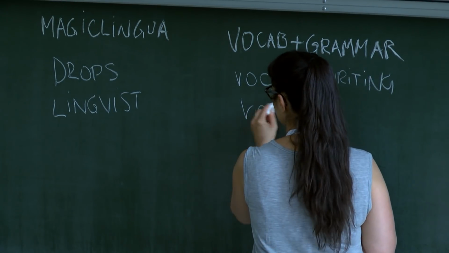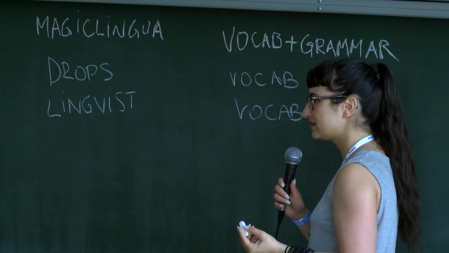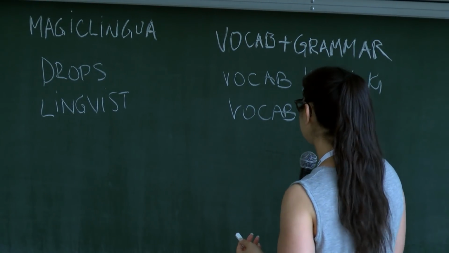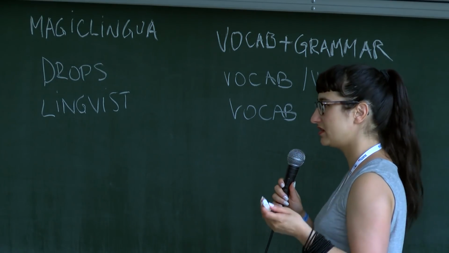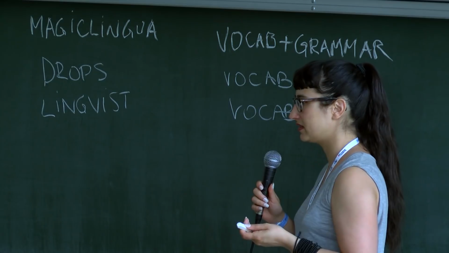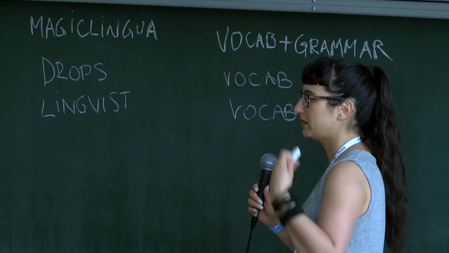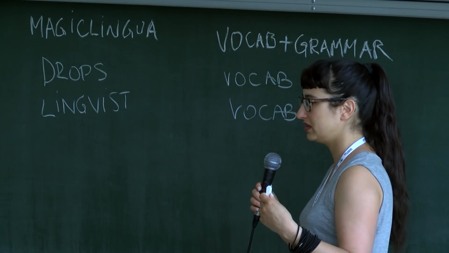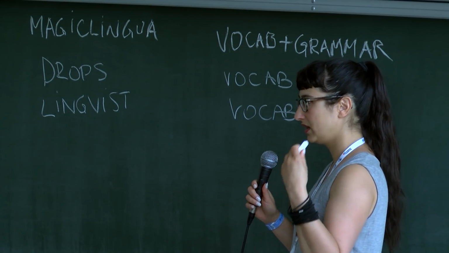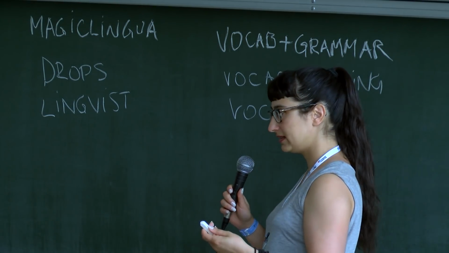We train vocabulary, but we also have some grammar hints, and we use spaced repetition that's enhanced by an algorithm that's powered by artificial intelligence. So it will bring the vocabulary to you exactly when you need to repeat it and when you need to review it so that you can memorize it more quickly and more efficiently.